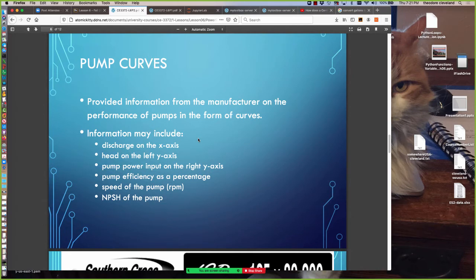The information that curves include typically is discharge on the x-axis. The total dynamic head is usually on the left y-axis. Pump power input is usually on the right y-axis. Pump efficiency appears as contour lines, as percentages. Somewhere it states the speed of the pump that was used for making the curve and the net positive suction head required for the pump.